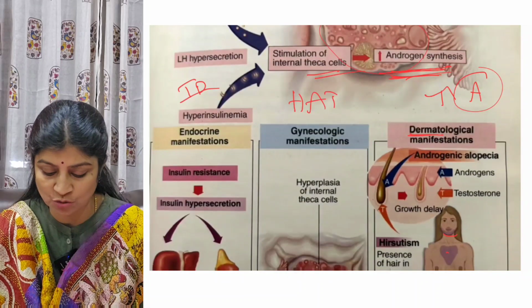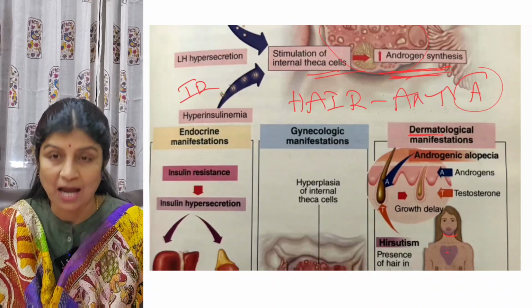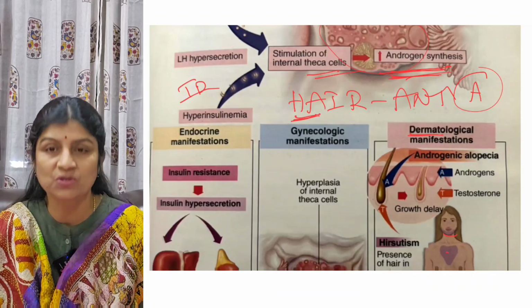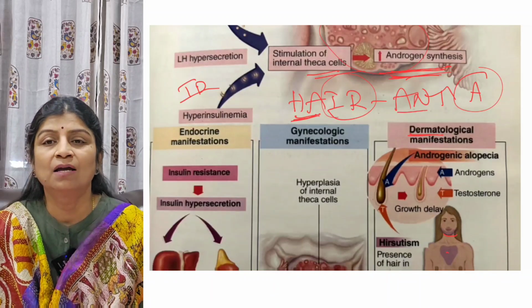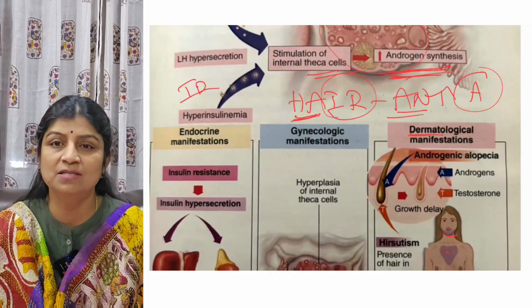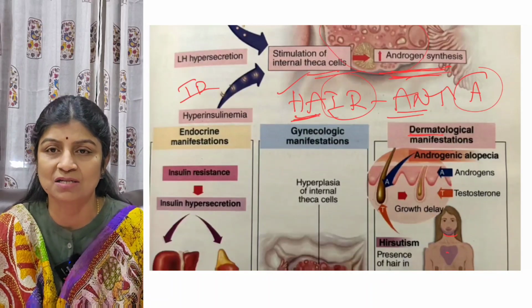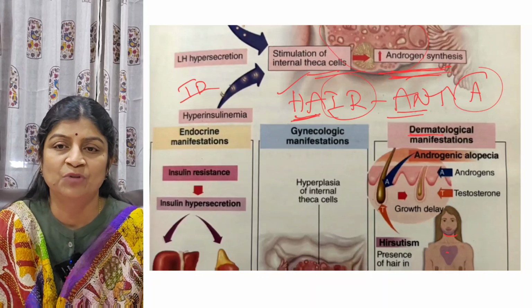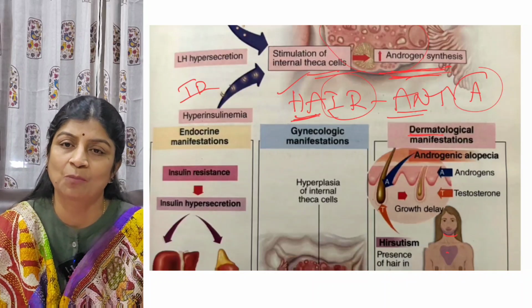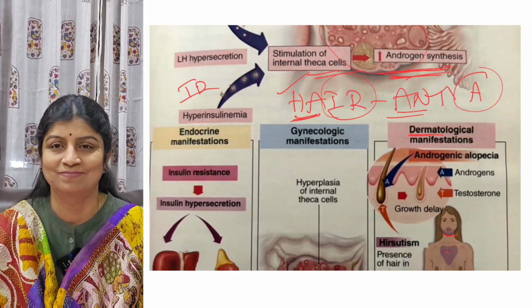What is HAIR-AN syndrome here? It is hyperandrogenemia due to insulin resistance causing acanthosis nigricans. So HAIR-AN syndrome is a very severe or extreme form of insulin resistance which causes the hormonal imbalance and the various dermatological manifestations.